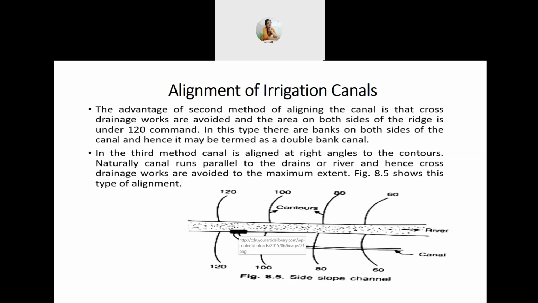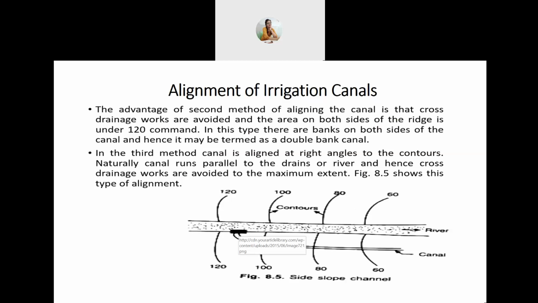The advantage of the second method of aligning the canal is that cross-drainage works are avoided and the area on both sides of the ridge is under command. So in this type, there are banks on both sides of the canal and hence it may be termed as a double bank canal. In the third method, canal is aligned at right angles to the contours.